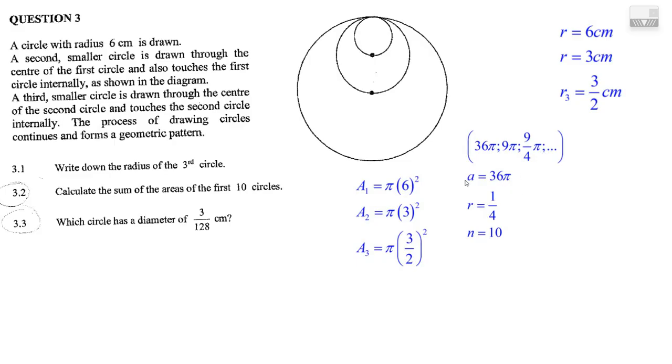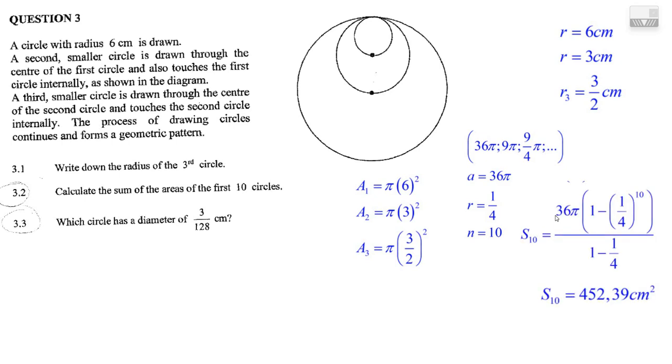And then what do we do here? Well, the first term is 36 pi. If we divide two consecutive terms, 9 pi over 36 pi, we get r, which is 1/4, and we want to find the sum of 10 of these things. So we'll just put that into the formula. The formula for a geometric series, the sum of 10 terms here, is a, 36 pi, times 1 minus r, which is 1/4 to the 10th power, over 1 minus 1/4. I put that in my calculator, and it told me 452.39 square centimeters.